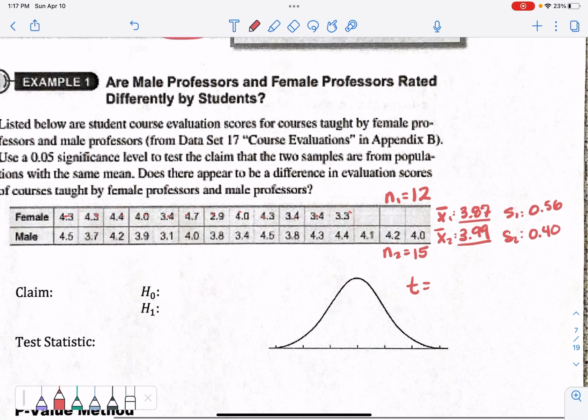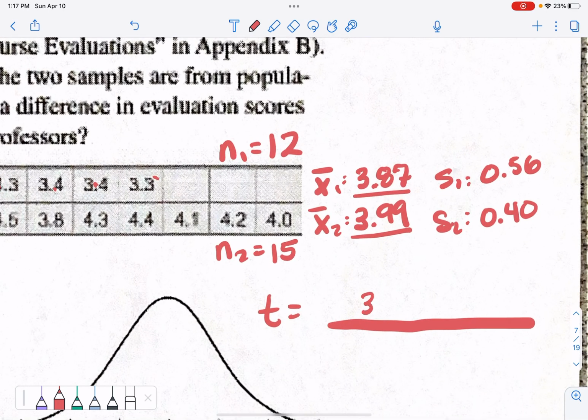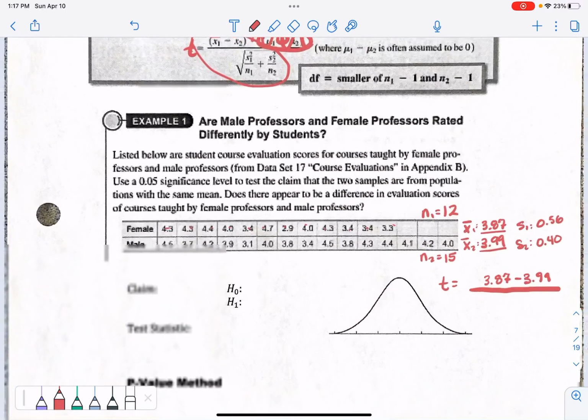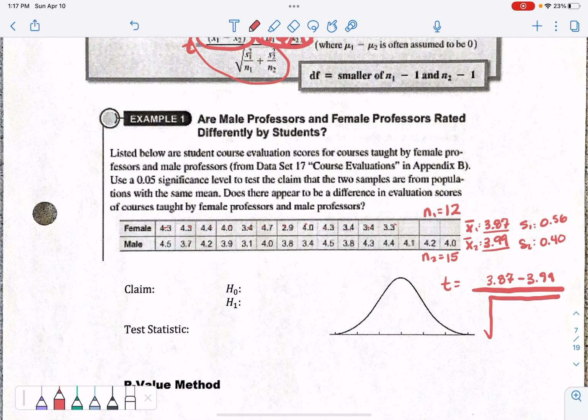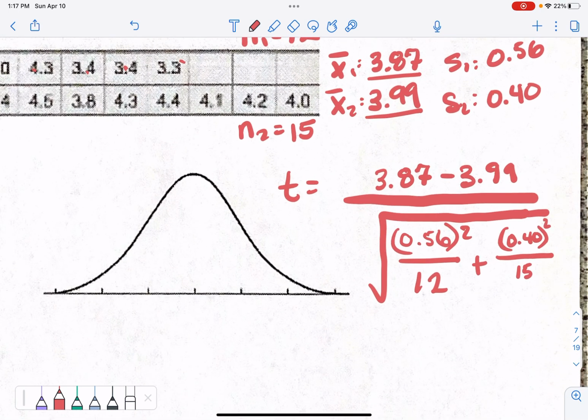All right, so calculating T, we're just going to plug stuff into our formula. So we have a top, and we have X bar 1 minus X bar 2, okay? 3.87 minus 3.99, okay? And then the bottom we have a mess. We have a square root of a bunch of stuff. S1 squared, which is 0.56, and we're squaring that all over N1, which is 12, plus we've got S2 squared, which is 0.40 squared over 15, okay? And we're going to type that all in. You can do it in parts if you want to.